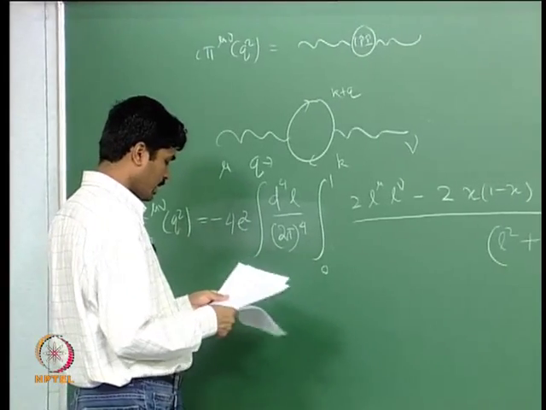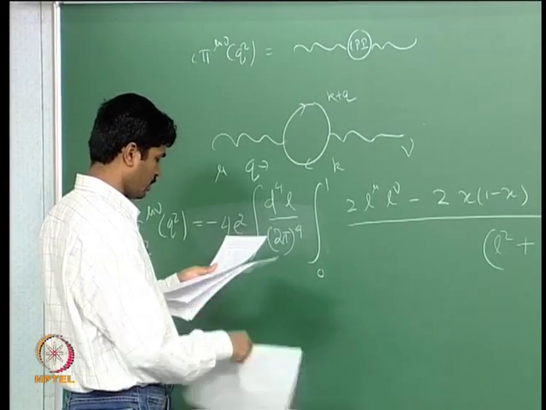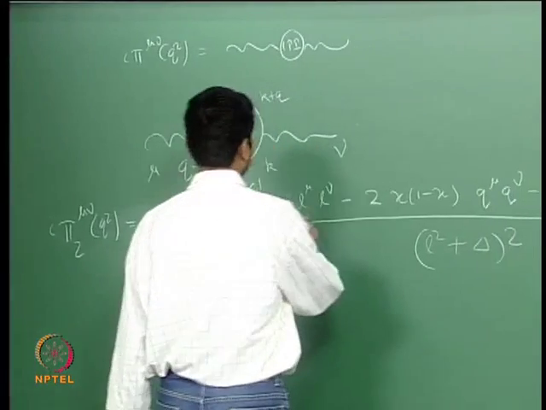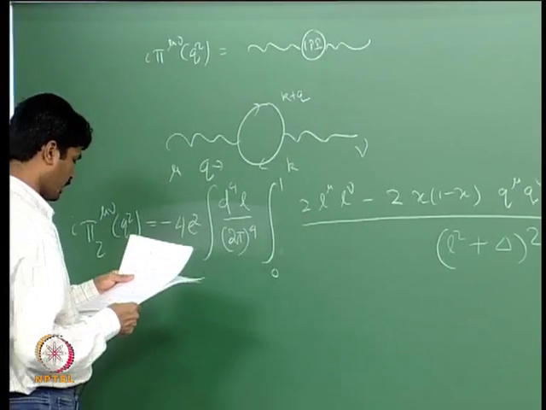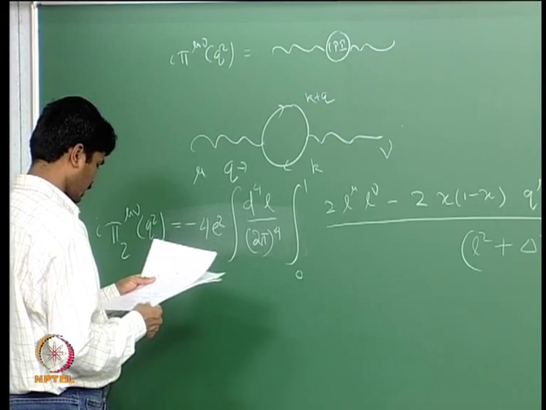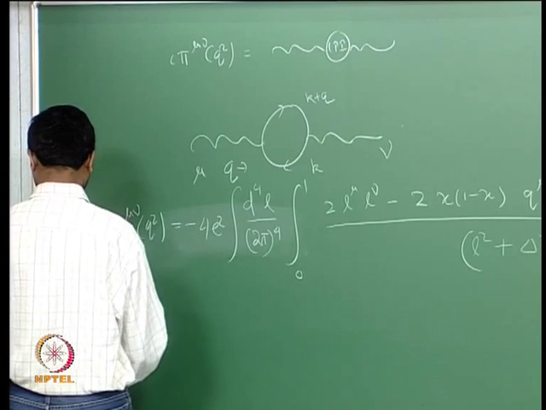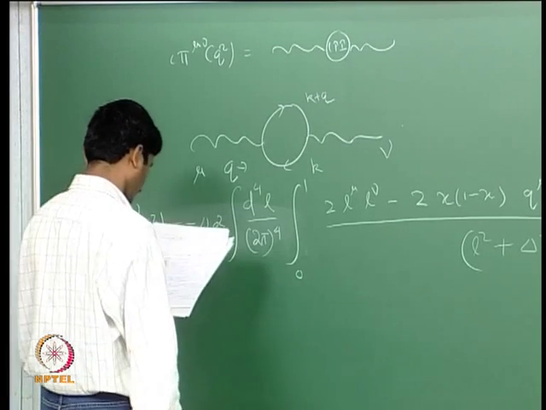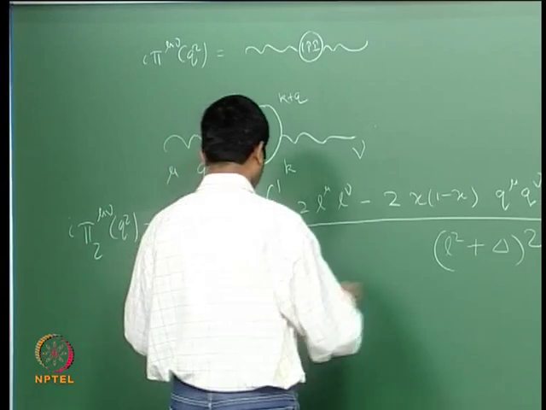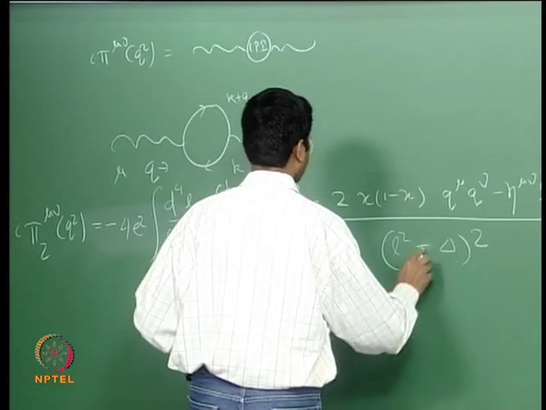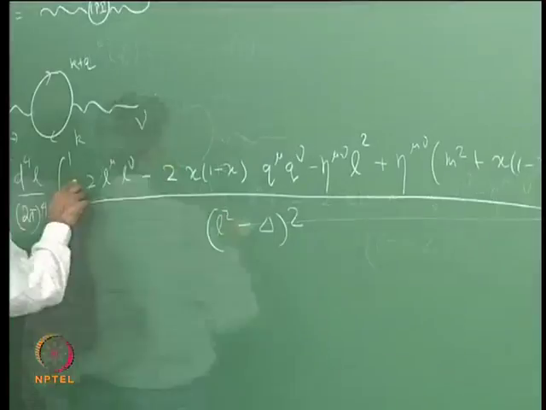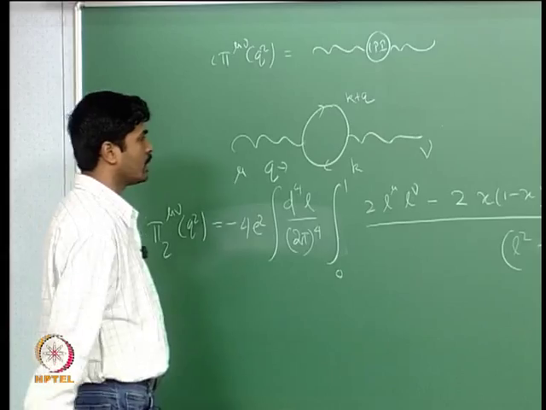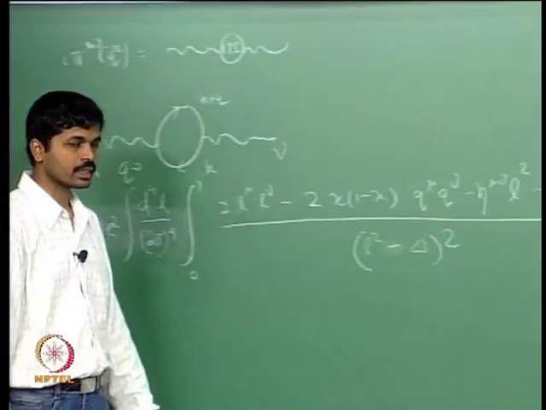So, this is what we got for i Pi 2 mu nu of q square, and we can do a Euclidean continuation. Basically you will have to do a Wick rotation, and in this process L square minus delta square will become plus, and you will get a minus sign here and here, and then you will get an overall factor of i. You can evaluate this integration explicitly.